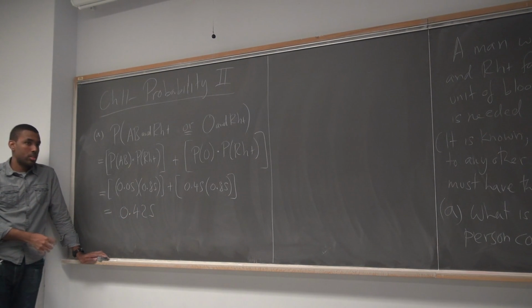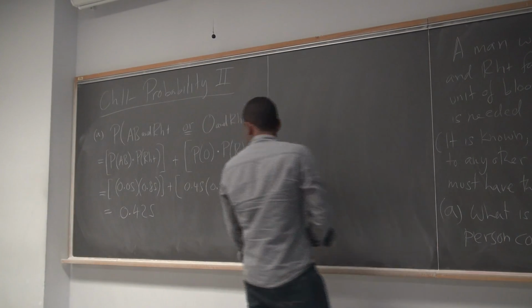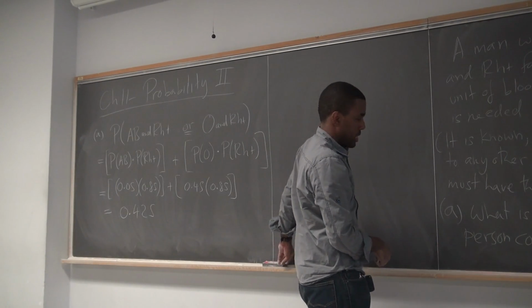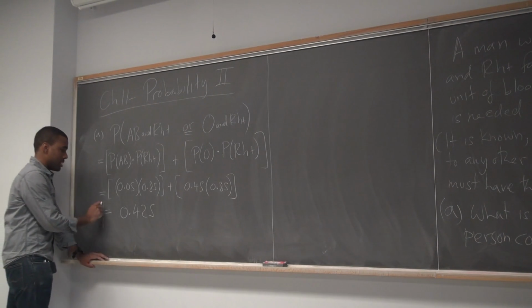Everyone agrees? 100%. Okay, so that's the probability that a random person can donate, right? 100%. Not 100%. Google it.